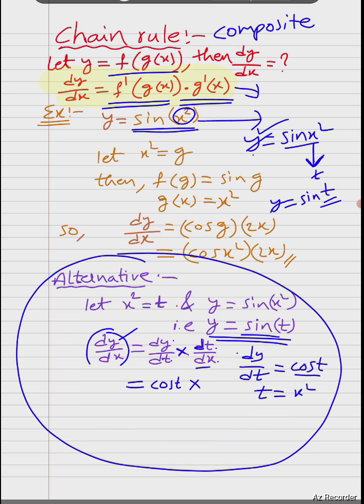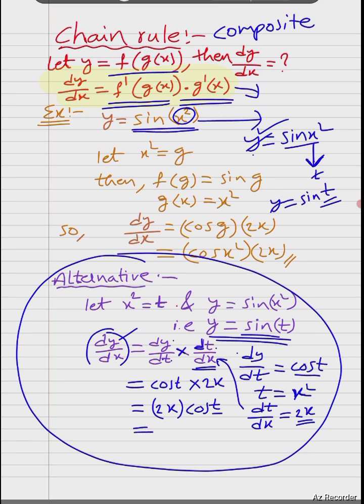So now my second term is dt by dx. Differentiate t with respect to x. What do I get? 2x. The derivative of x square is 2x, which we have already calculated. So in place of dt by dx, I can write 2x. So the answer is 2x into cos t.